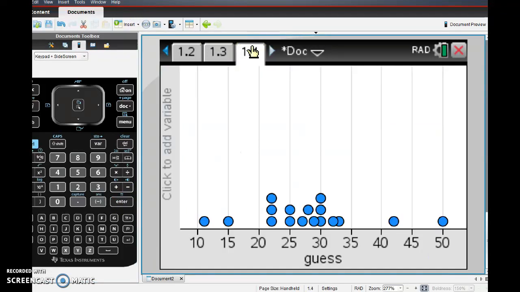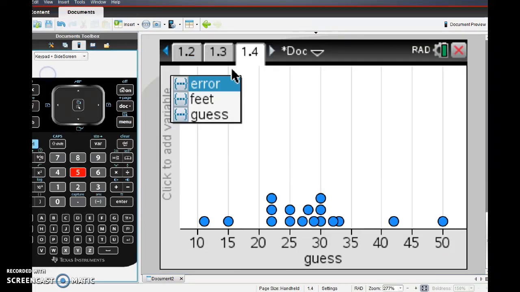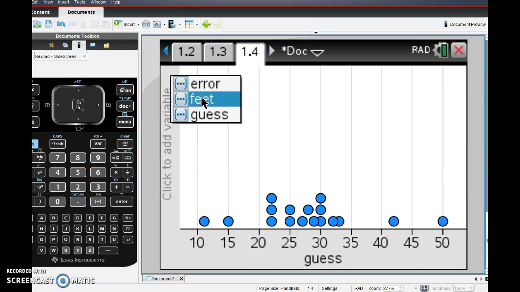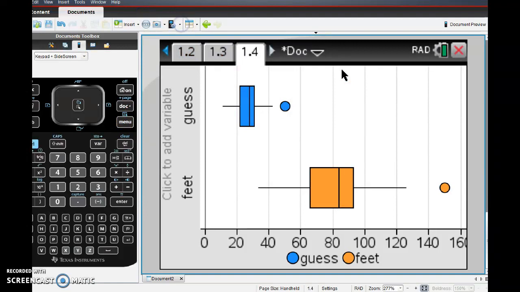So let's plot this data set on the same axis: menu, plot properties, X variable, and let's add that feet guess. So here's the original guesses, and here's the feet guesses. So the center has changed. It looks like it was about 25, and now it looks like it's about 75. Let's look at the box plots. We went from a median of 28 to a median of 84.